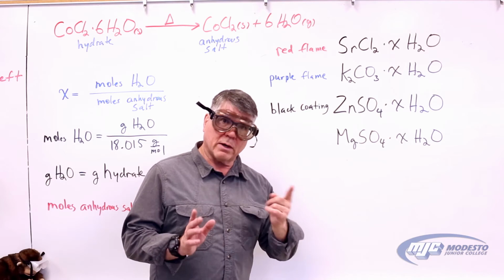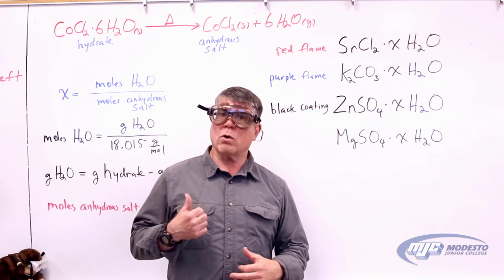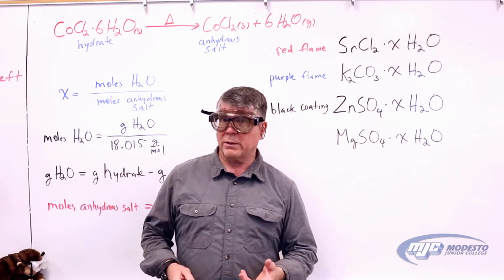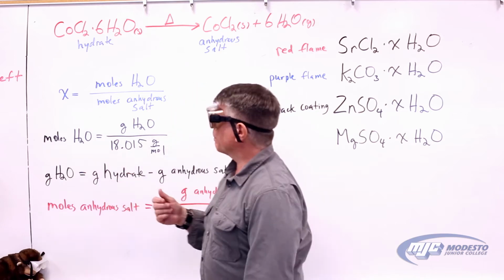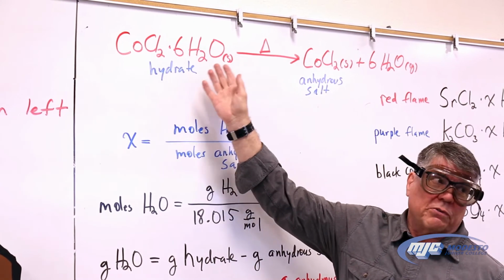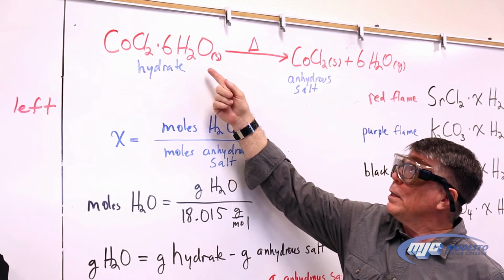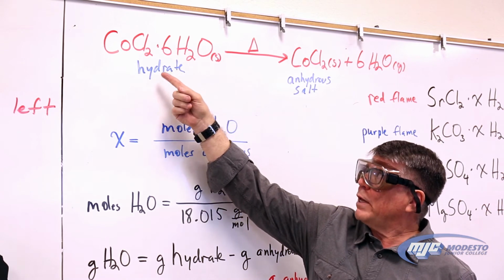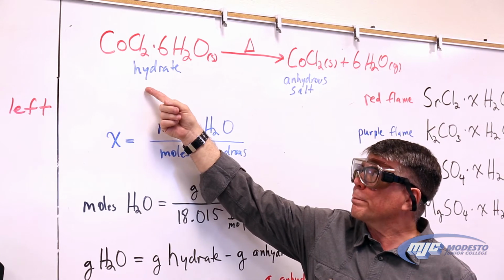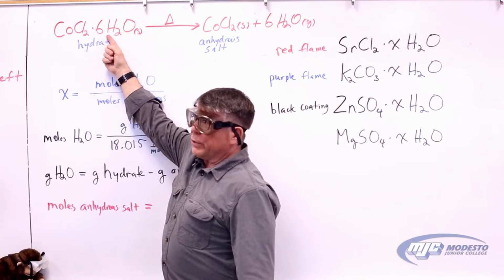So let's talk about the other thing we're going to figure out about your unknown hydrate, and that is how many waters are associated with each formula unit of the ionic compound. If we look back over here, I'm using an example which is not one of your unknowns, by the way, cobalt(II) chloride hexahydrate. In this example, there are 6 water molecules for every 1 cobalt(II) chloride. And this number is the second thing we need to find about your unknown.